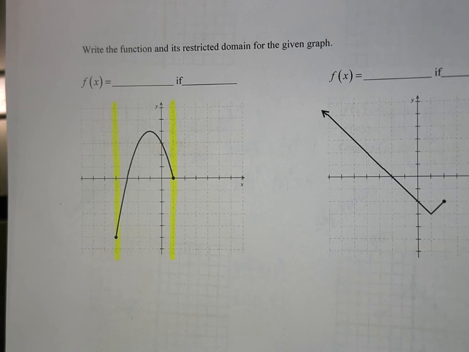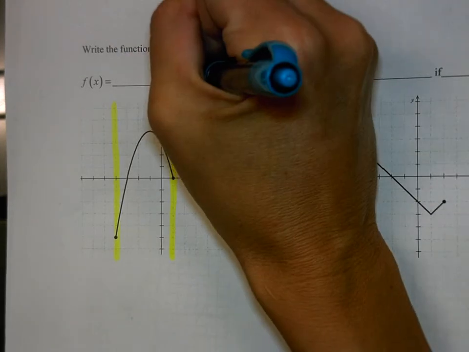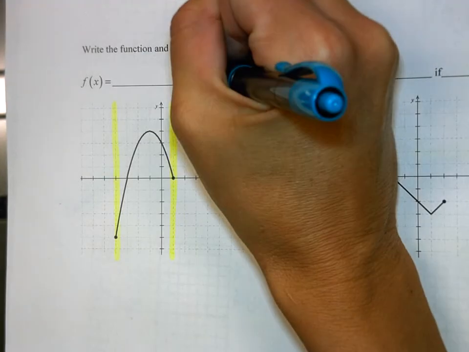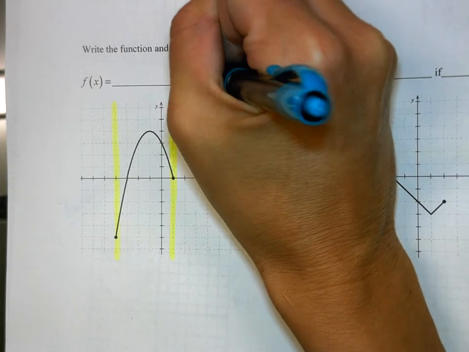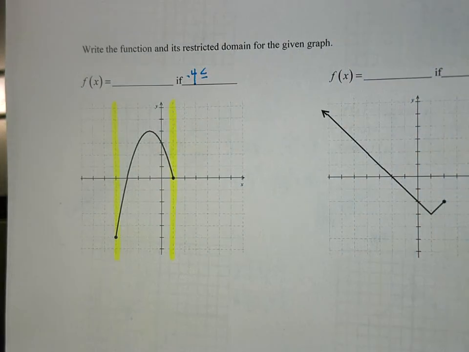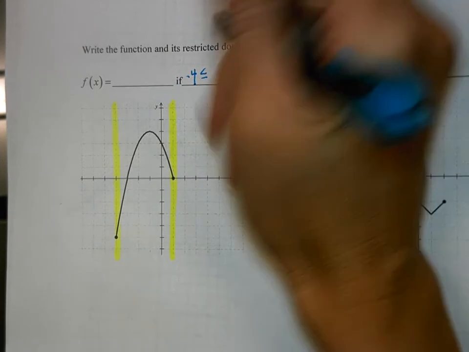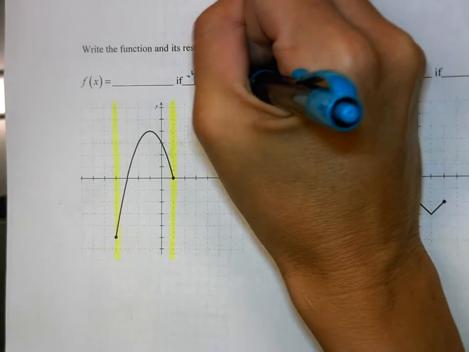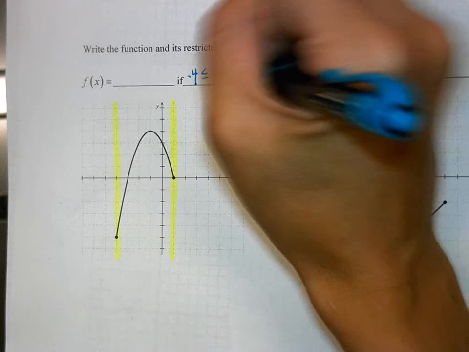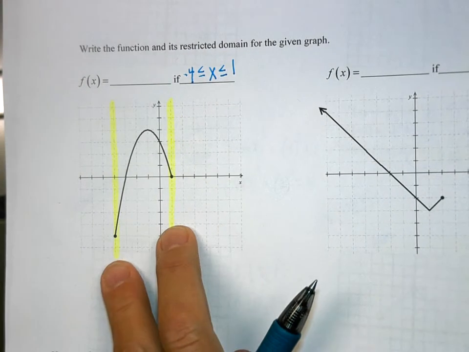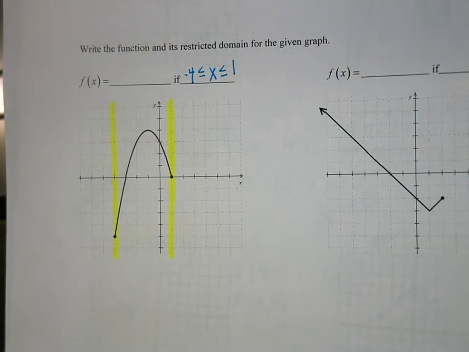-4. So that's where we go. -4 is what? Less than or equal to. How'd you know it was equal to? Yeah, it's a closed dot. There's no open circle, right? So -4 is less than or equal to x, which is less than or equal to 1. So it's saying all the values between -4 and 1. Everyone okay with that? Yeah? All right. What type of function is this? Quadratic.